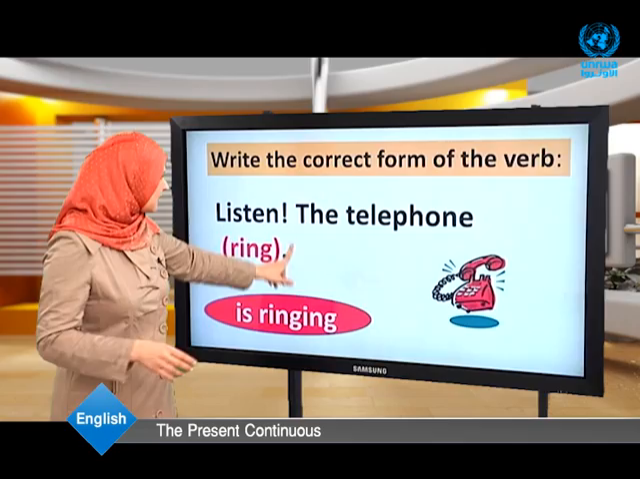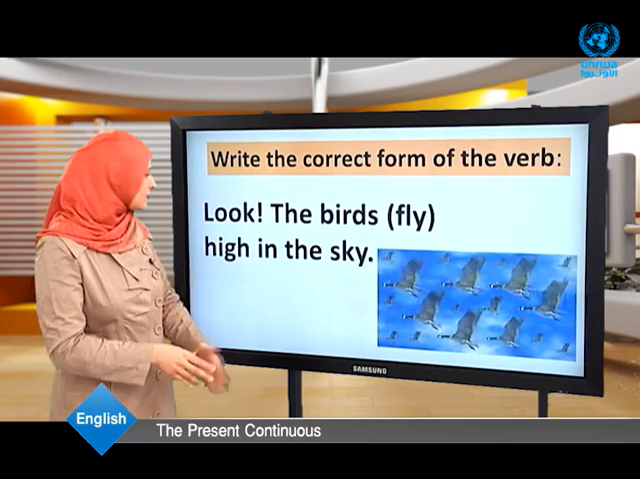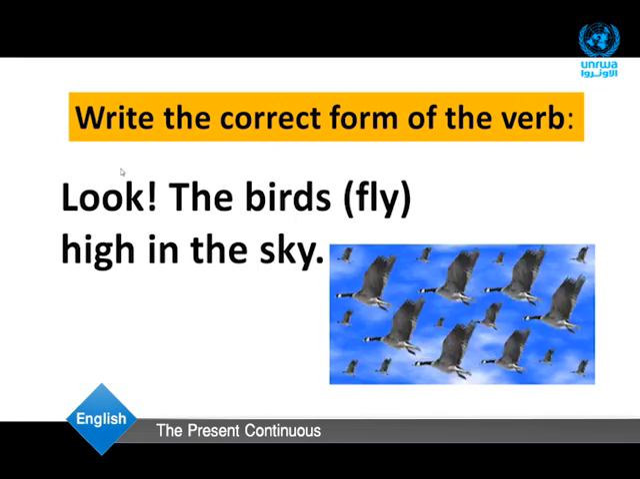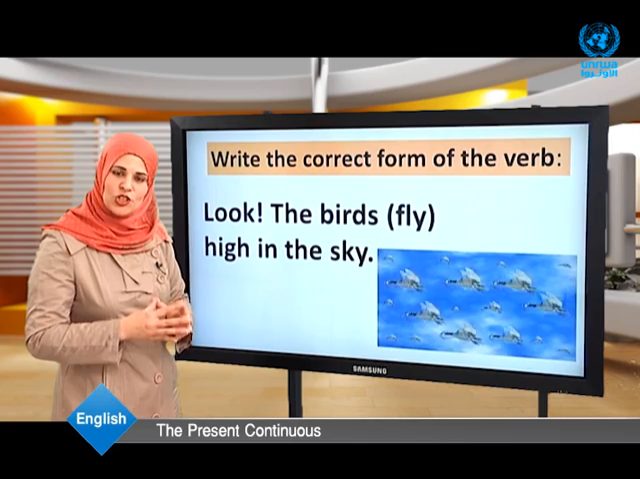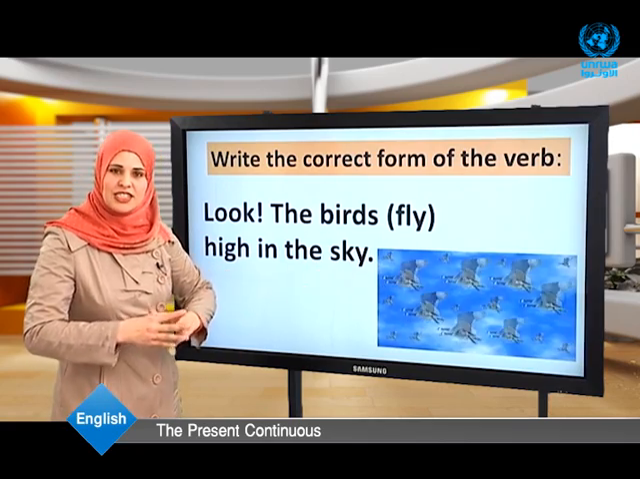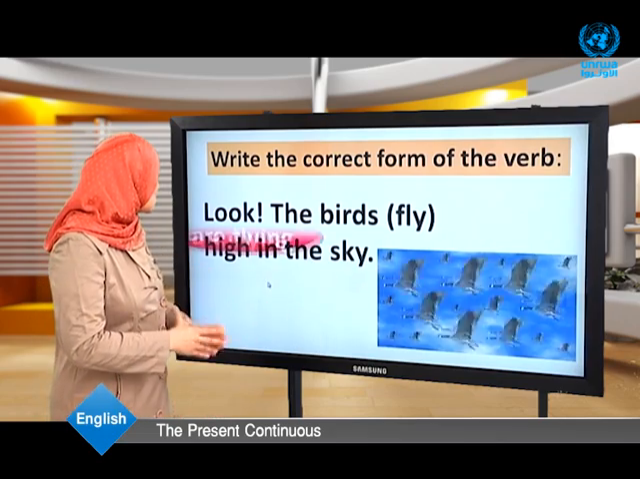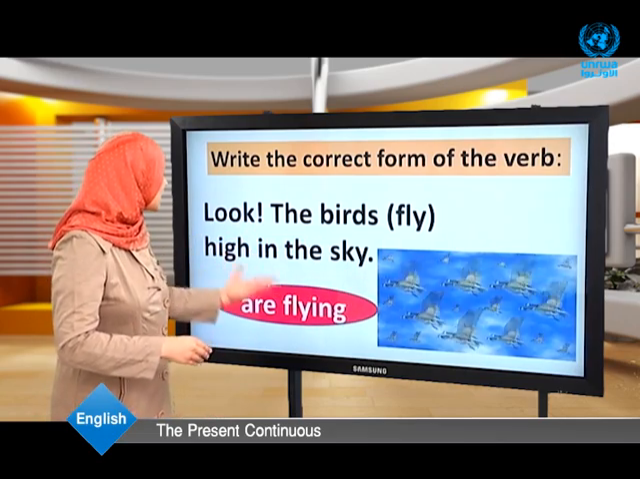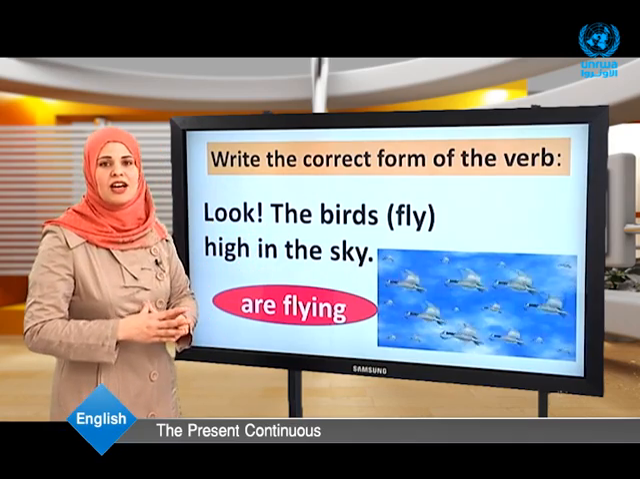Let's have another sentence. Look at those birds. Look, the birds fly high in the sky. Put the verb in the correct form using the present continuous tense because the action, as you can see, is in progress now. Very good, you are. So, look, the birds are flying high in the sky.